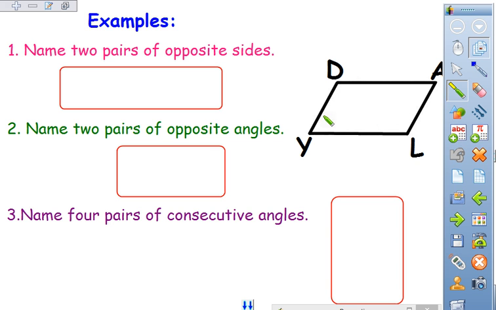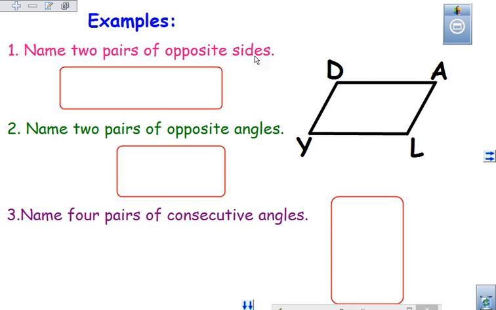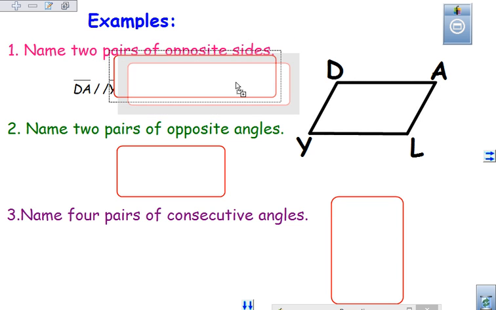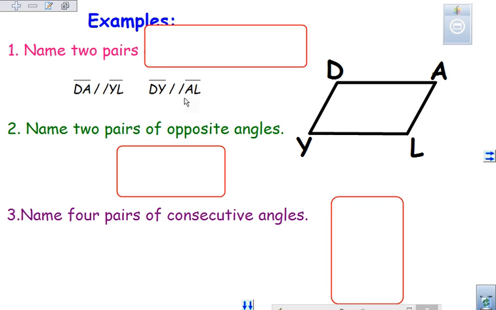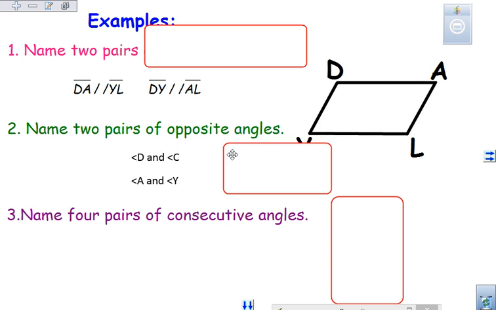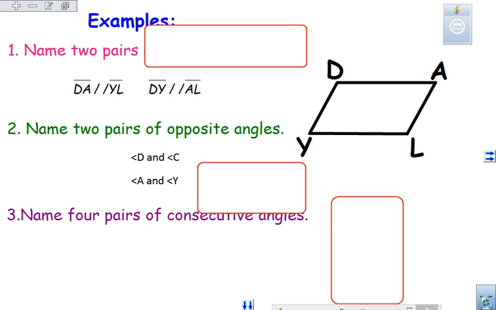Here is a parallelogram YDAL. It says name two pairs of opposite sides. So opposite sides would be DA and YL, and I might as well just list that they are parallel because it is a parallelogram based on the definition. Also based on the definition of parallelogram, DY and AL would be parallel. Pairs of opposite angles would be angle D and angle L, and angle A and angle Y.